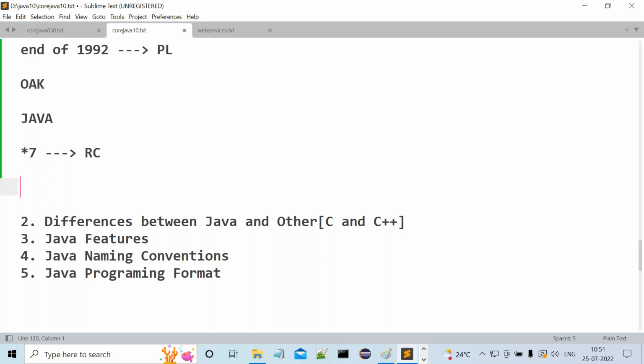Then immediately they started thinking about their product. Why has this product failed? What is the problem with this product? They are thinking about it. Now, where are we? At which year are we now? Mid of 1994. We are at mid of 1994.